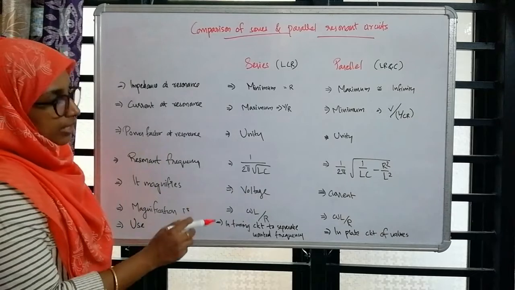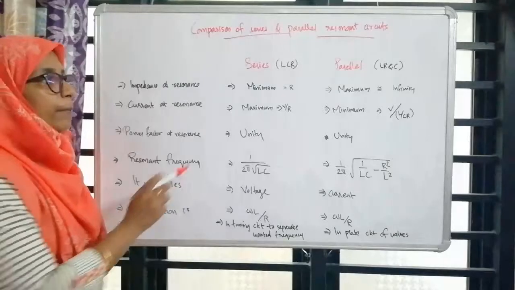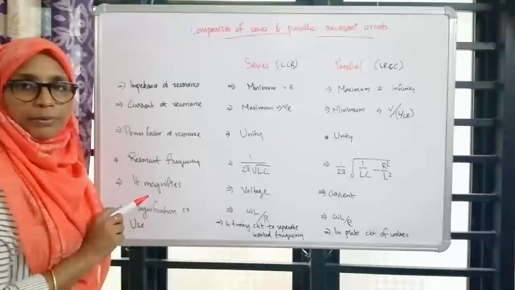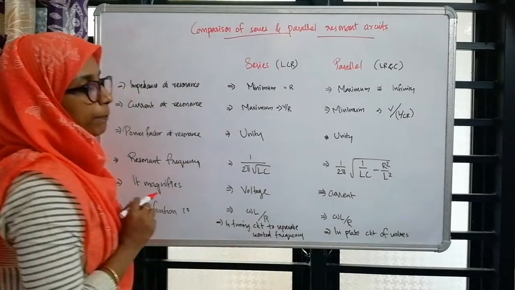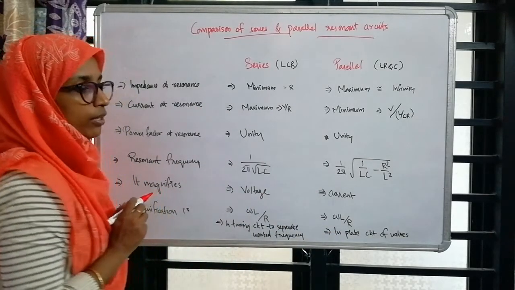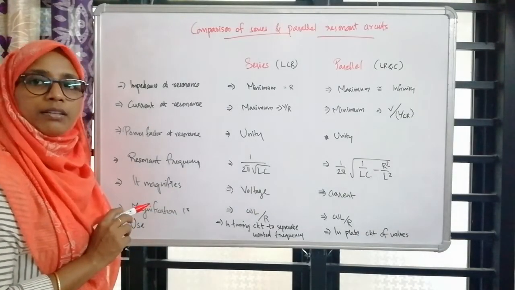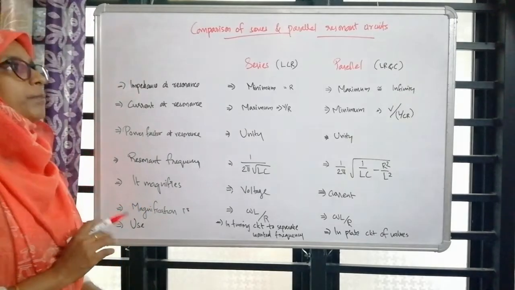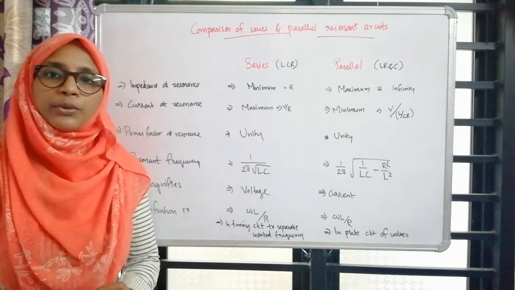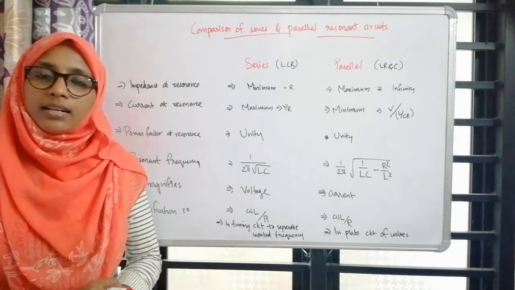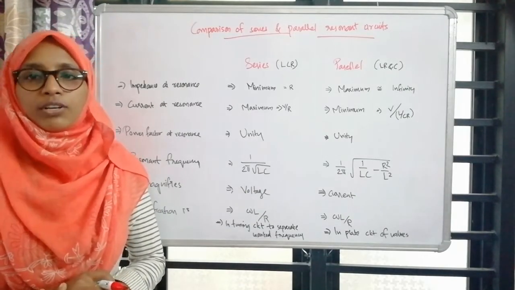The series LCR circuit is used for tuning the circuit to separate a particular frequency by providing minimum impedance for that particular frequency. And also the parallel resonance circuit is used in the plate circuit of valves by providing maximum impedance for that particular frequency. These are the comparison between the series and parallel resonance circuit. Series resonance circuit is the series LCR circuit. Parallel resonance circuit is the parallel LC circuit having a resistance for the inductance coil.